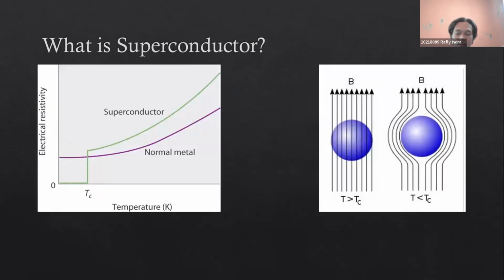And this is the graph of a superconductor, where a normal metal has resistivity even at a temperature of 0 Kelvin. But when the superconductor reaches almost 0 Kelvin, it has 0 electrical resistance. And in the picture on the right, the magnetic field is expelled from the material.